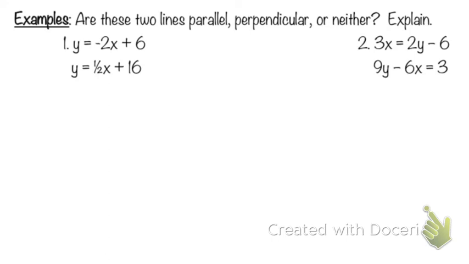So are these first two lines, y equals negative 2x plus 6 and y equals 1/2 x plus 16, parallel? No. What's the slope of that first line? Two. What's the slope of the second line? A half. Okay, are they perpendicular? Yes. How do you know? Because it's flipped. Okay, not only is it reciprocated, it's negative. So they're opposite reciprocals. They need to be the opposite sign and reciprocated. So these two are perpendicular.